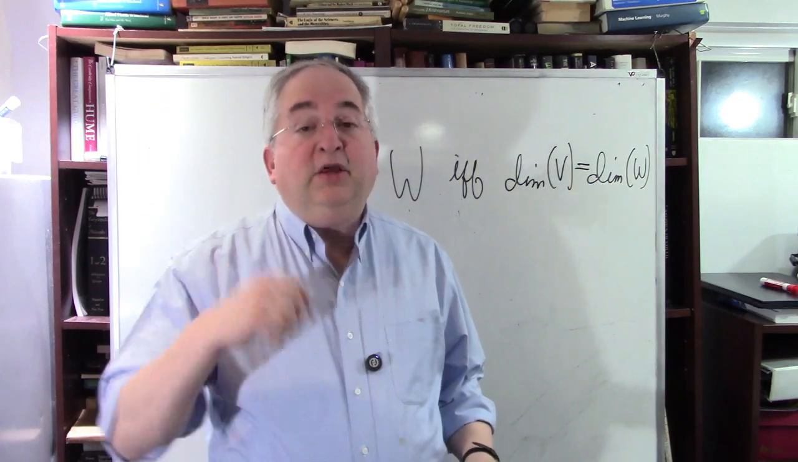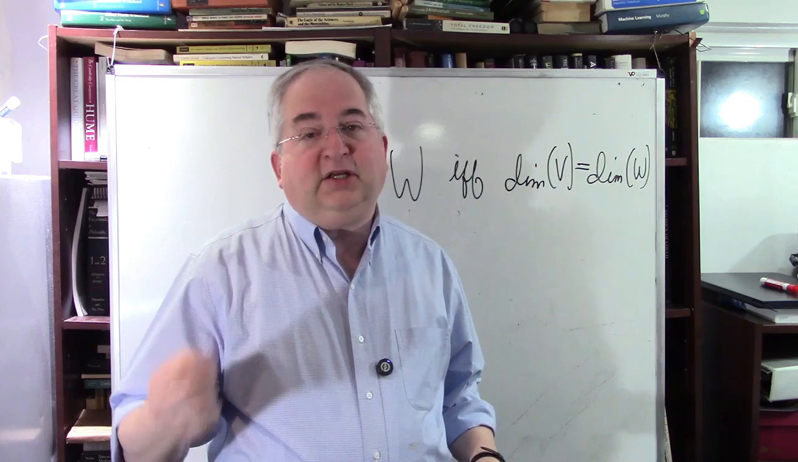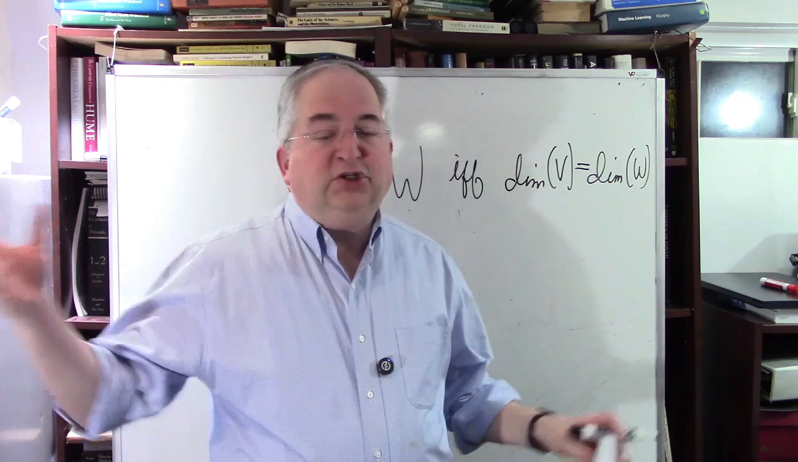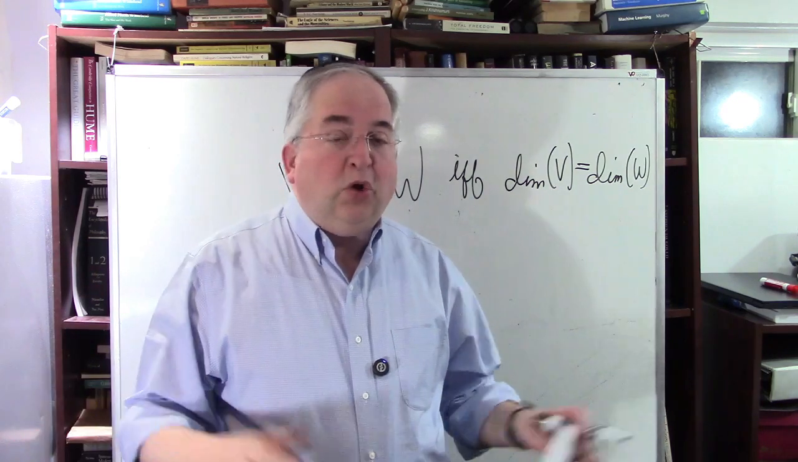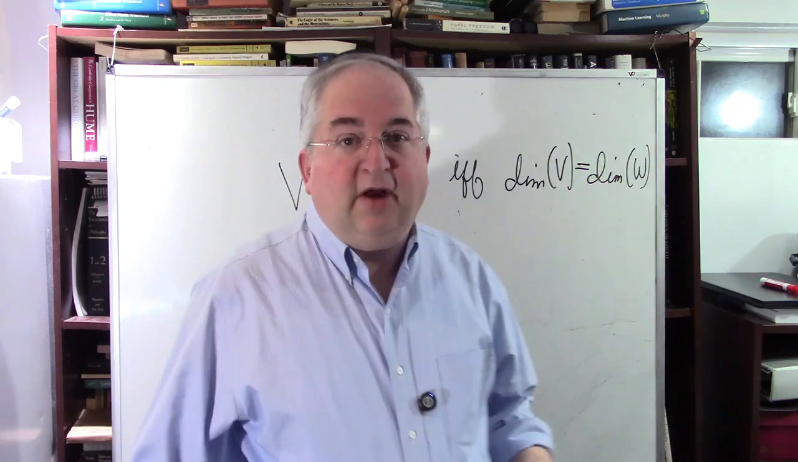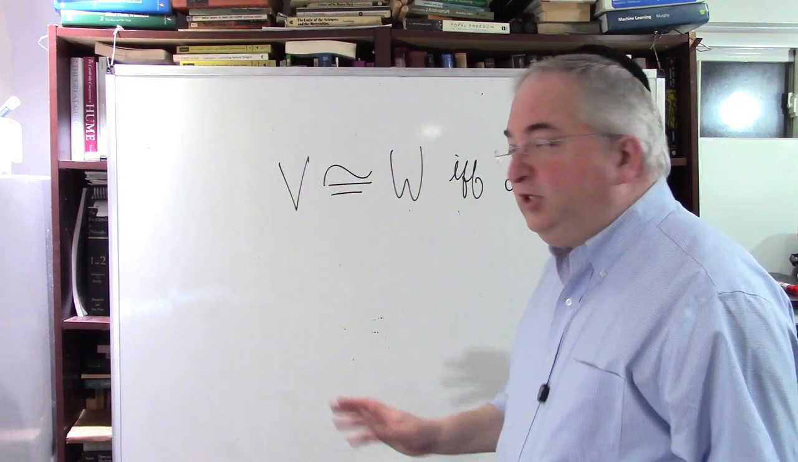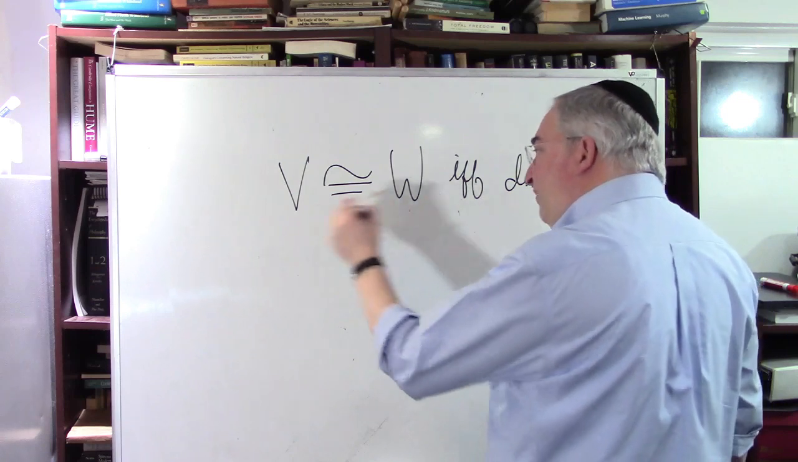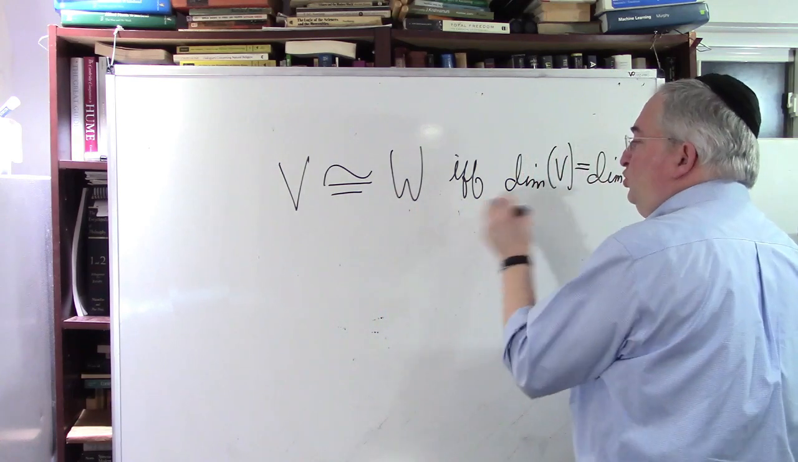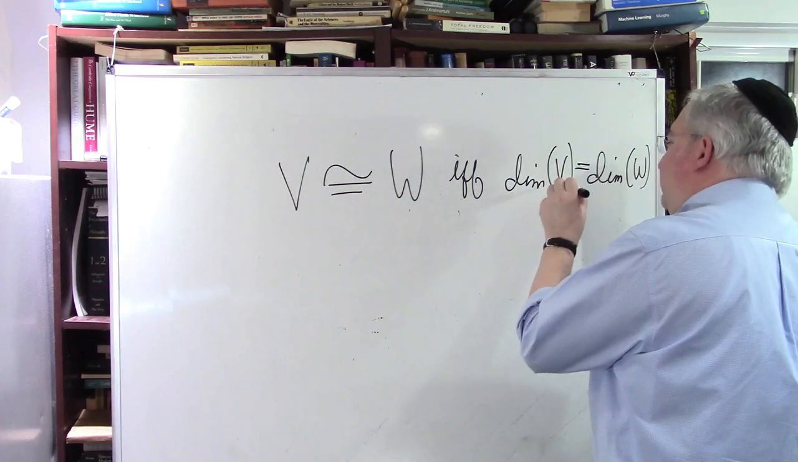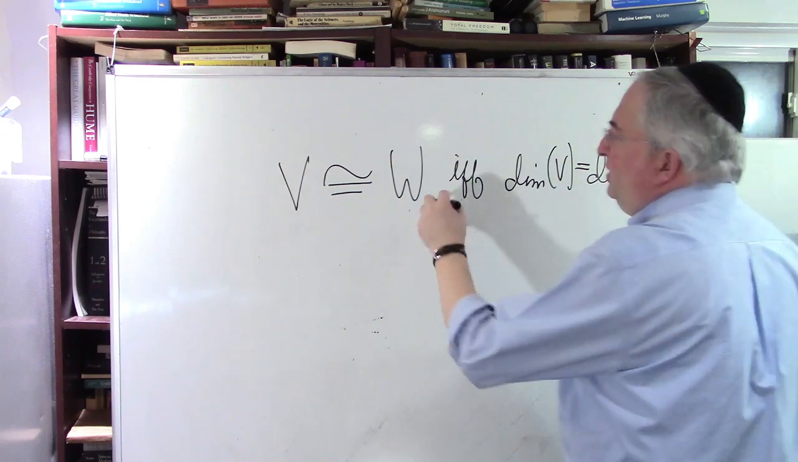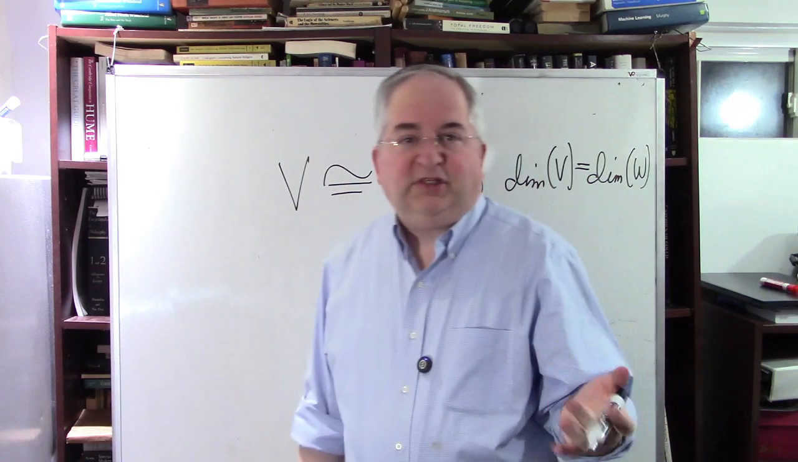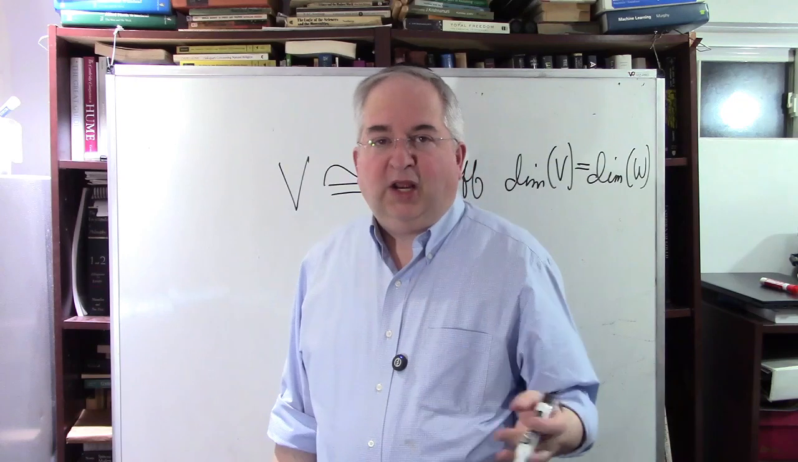Now, what this means is as follows. Essentially, there is only one complex vector space of dimension 5. There is only one complex vector space of dimension 32, essentially. So, if you have two complex vector spaces and they have the same dimension, then they're isomorphic. They're kind of the same, just up to renaming.